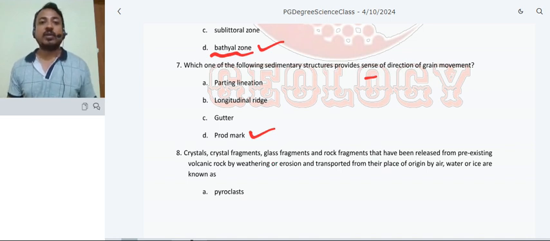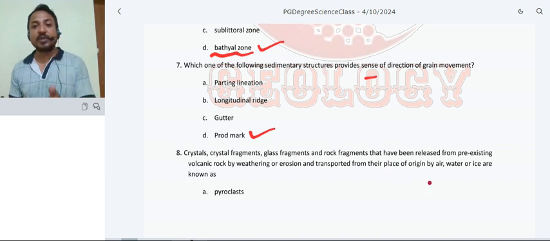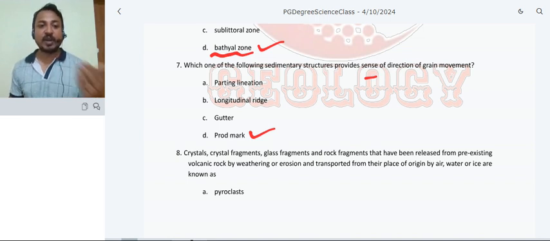Then also the crystal fragments, glass fragments, rock fragments that have been released from pre-existing volcanic rock by weathering or erosion and transported from their place of origin by air, water, ice are known as... If volcanic matter is drifted from its place, it is called an epiclast. They are called epiclast.